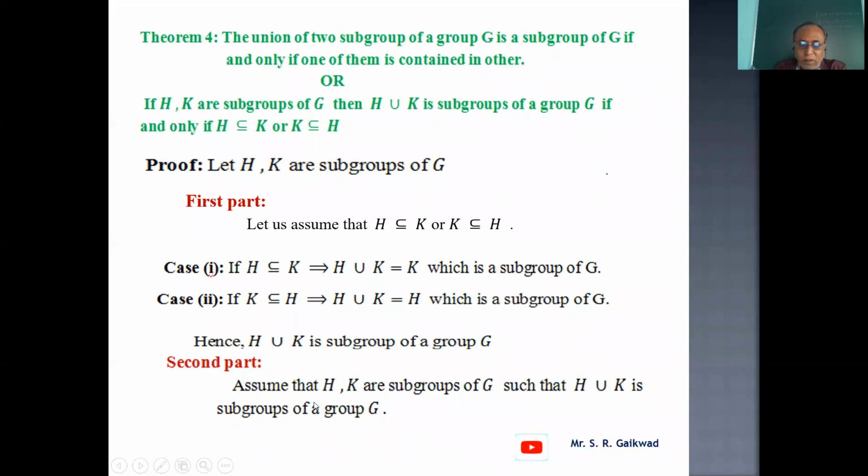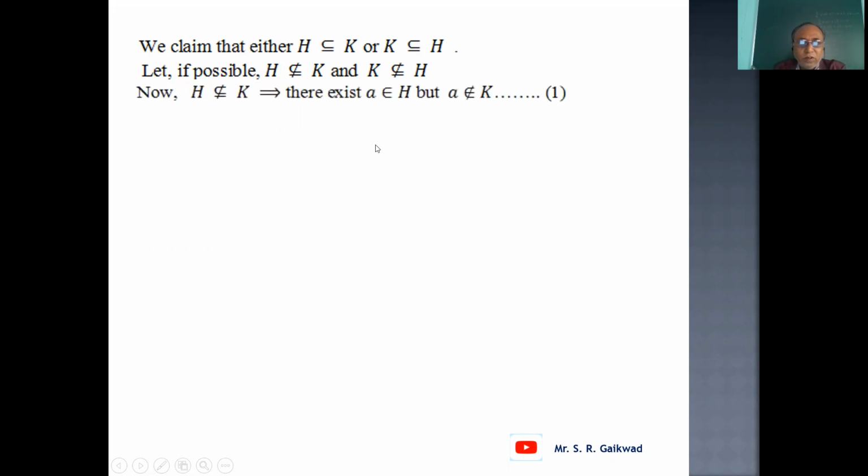Second part, assume that H, K are subgroups of G such that H union K is a subgroup of G. Then we have to prove H is a subset of K or K is a subset of H. Claim that either H is a subset of K or K is a subset of H. If possible, H is not a subset of K and K is not a subset of H.